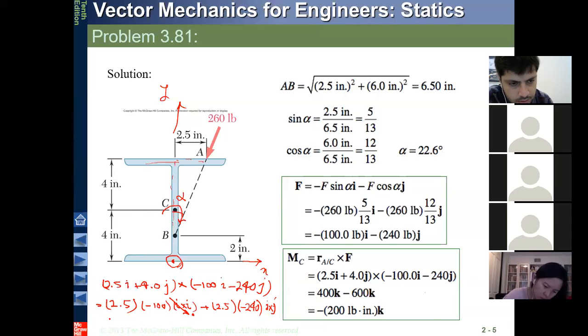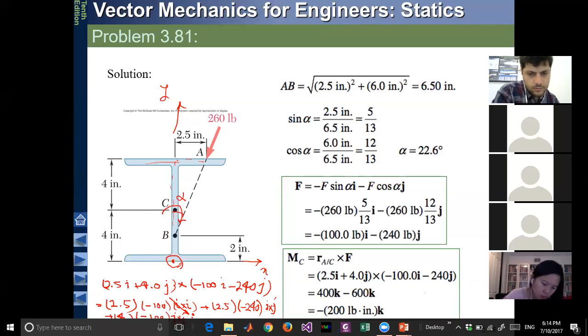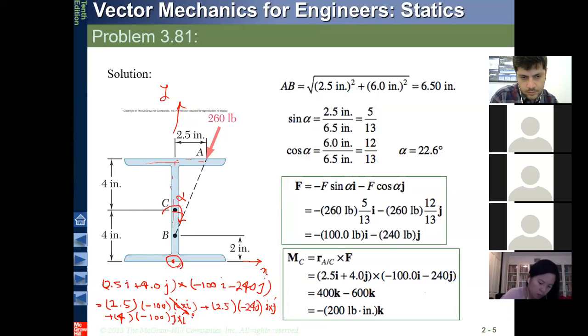and then you're going to have 4 times minus 100 ji, and then the last equation would be for j cross j. So the first and the last terms are 0.